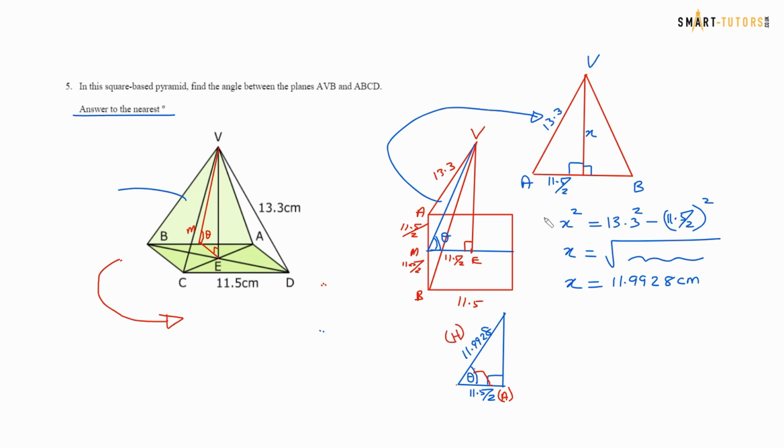So what's going to happen? Cos theta equals adjacent over hypotenuse. So adjacent is what? 11.5/2 divided by 11.9928 is the angle. So theta equals cos inverse of 11.5/2 over 11.9928. So that is the calculation.